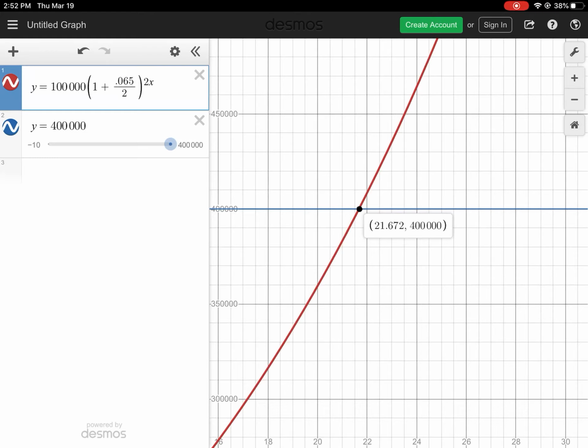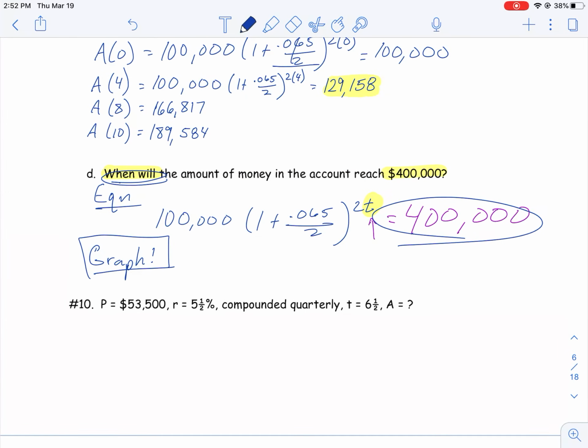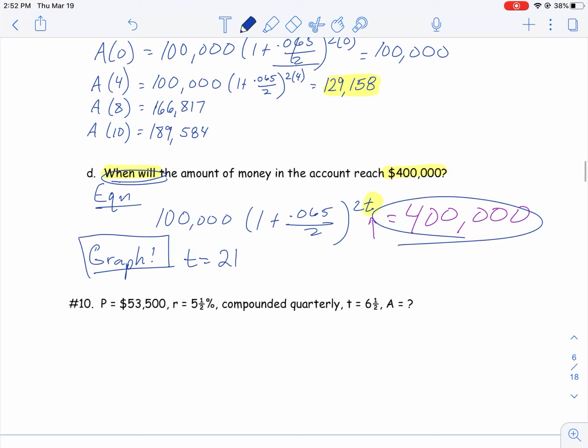So what does that mean as far as money and time? Well, that means after 21 years, we'll have $400,000. Nice, huh? That's why I'm telling you to invest your $100,000 now. So 20 years from now, you can have 400,000. Yeah, I know. Okay, so time we found from the graph was 21.62 years.